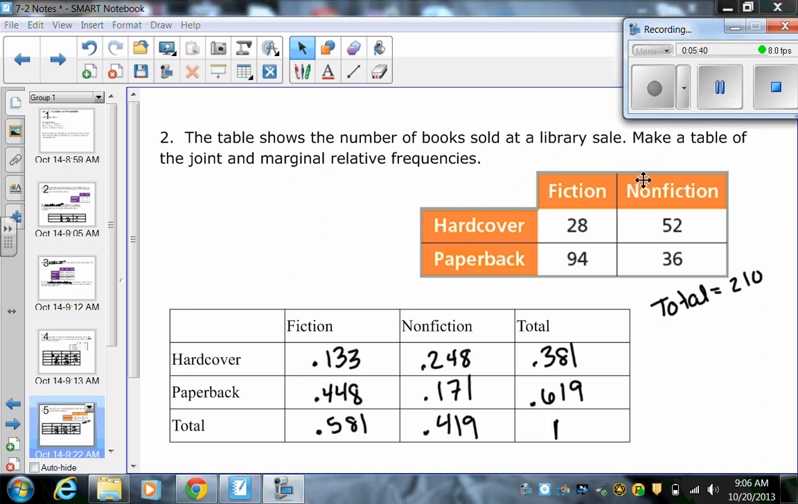So how did you do? Did you get the same numbers that I have in the chart? 28 divided by 210 is 0.133. 52 out of 210 is 0.248. Add these together, you get 0.381.